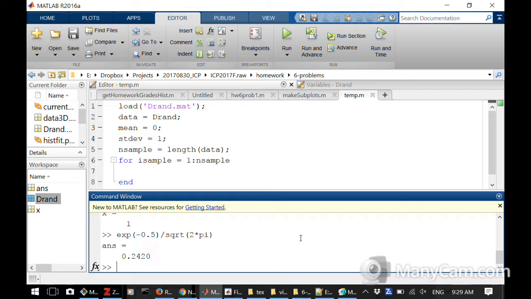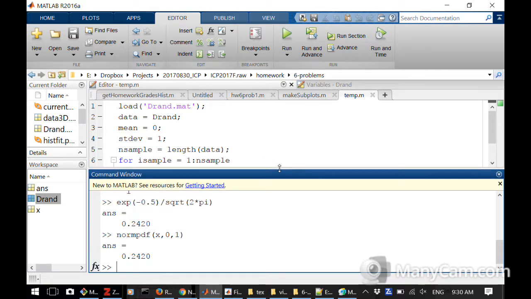Now let's test this with the MATLAB built-in function normpdf, for normal distribution. So I could say normpdf of 1, the x value, the mean, and the mean and stdev are not defined. So let's just set them manually. I would say 0, and then the standard deviation is 1. You see, it gives you the exact same number that we calculated.